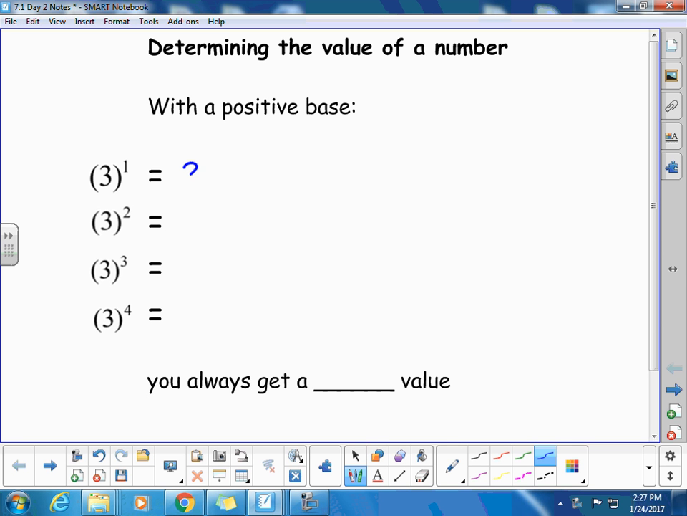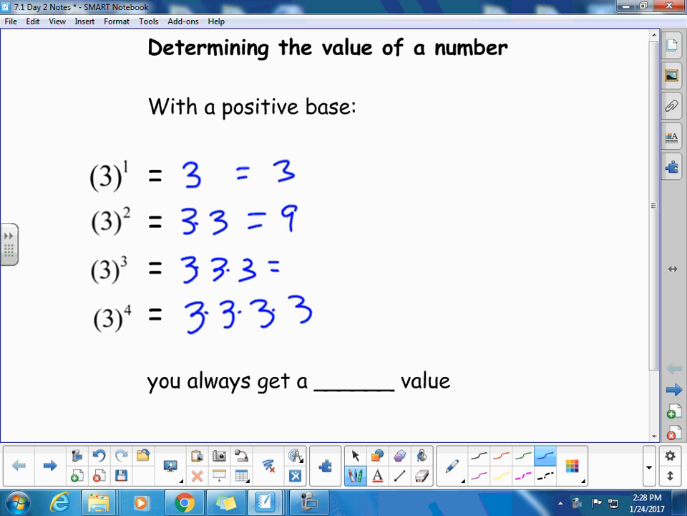So 3 to the 1 we said is 3. 3 to the second is 3 times 3. 3 to the third is 3 times 3 times 3. 3 to the fourth, guess what? 3 times 3 times 3 times 3. So this is actually 3 and 9 and 27 and 27 times 3 and 81. You see that you always get a positive value.